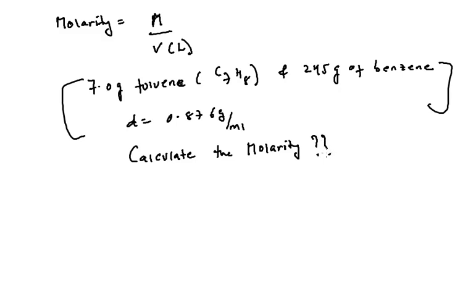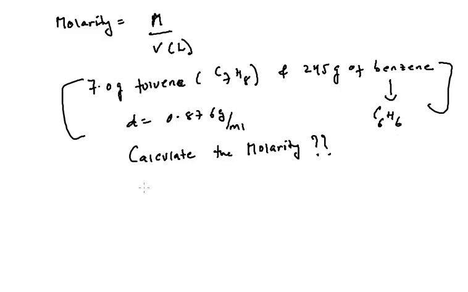First of all, we need to find out what's our solute and what's our solvent. 7 grams of toluene mixed with 245 grams of benzene. By the way, the formula for benzene is C6H6. I'm sorry, I said C6H12 earlier; that was my mistake. It's C6H6.